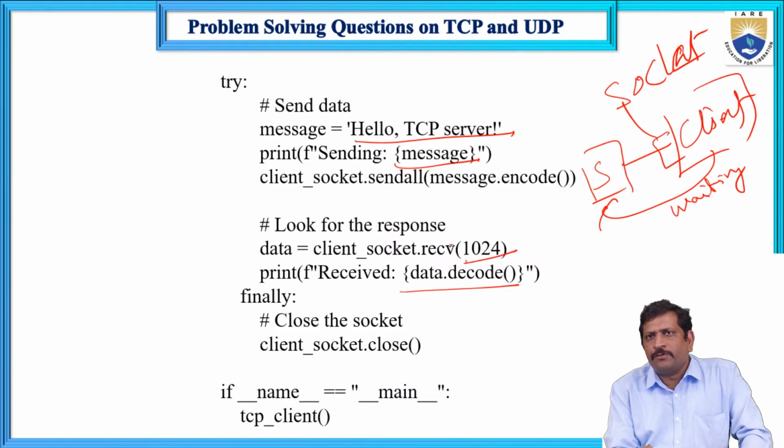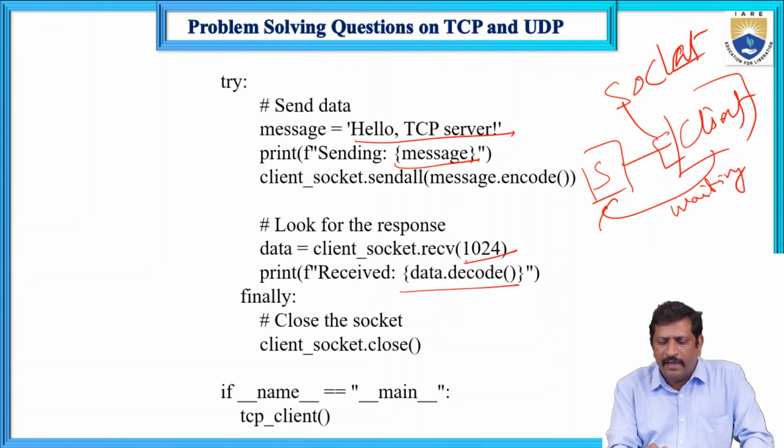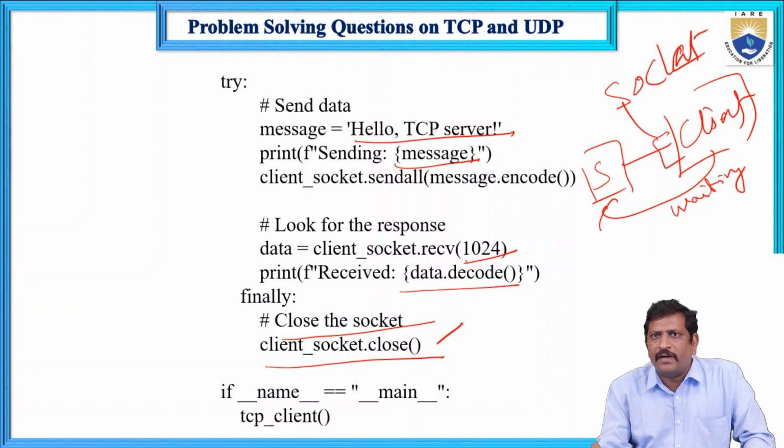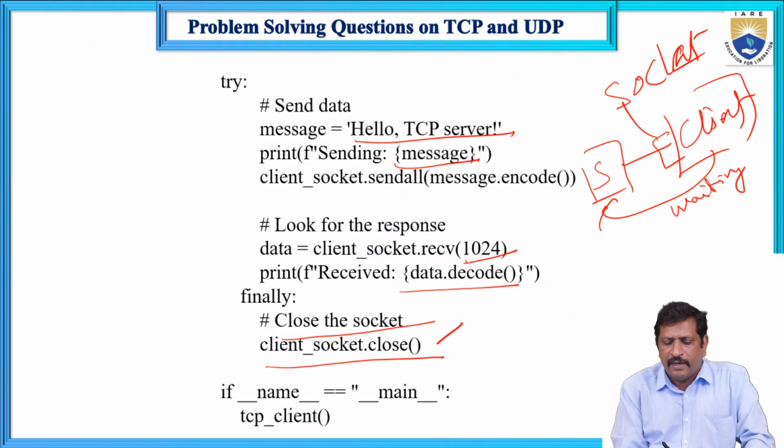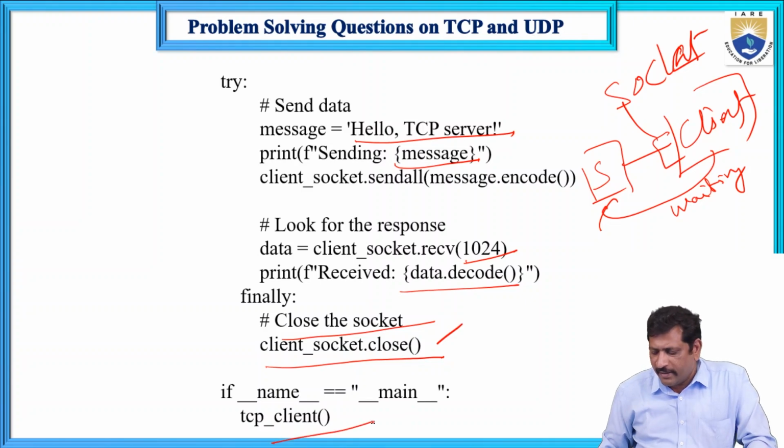Once the response is received and the receiving is very clear, then immediately we can close the socket at the client side. For that, we use the function client socket dot close. By using this function we can close it. Here TCP is closed at the client side.